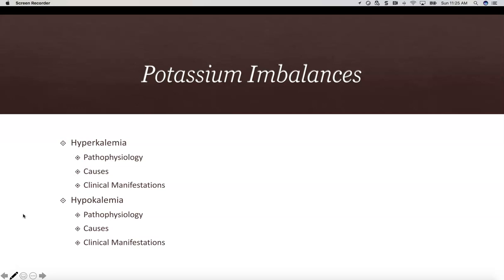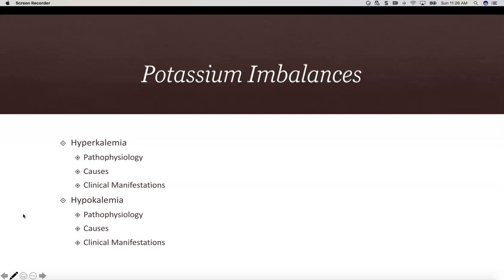With hypokalemia, the pathophysiology, again, is a potassium deficit. So basically, the potassium level is going to fall below 3.5. Basically, the cellular levels of potassium can change, and if they drop too low in the extracellular fluid, the patient ends up with hypokalemia.